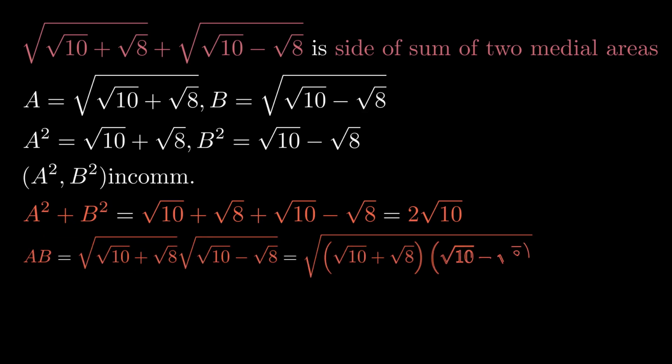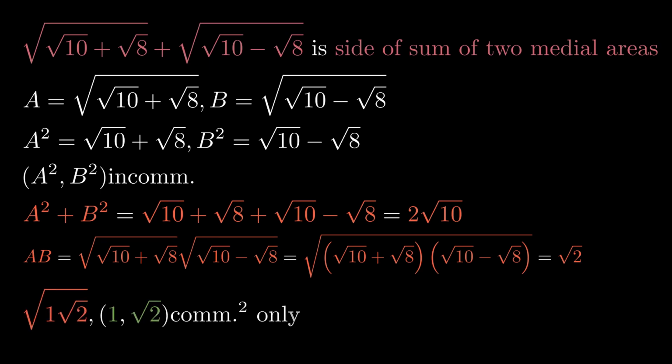ab is equal to the square root of root 10 plus root 8 times the square root of root 10 minus root 8, which is equal to the square root of 2, which is medial, because its square root is the square root of 1 times the square root of 2, the geometric mean of two numbers, 1 and root 2, both rational by Euclid's definition and commensurable in square only.